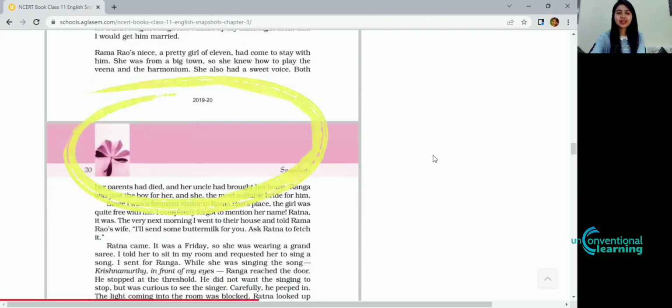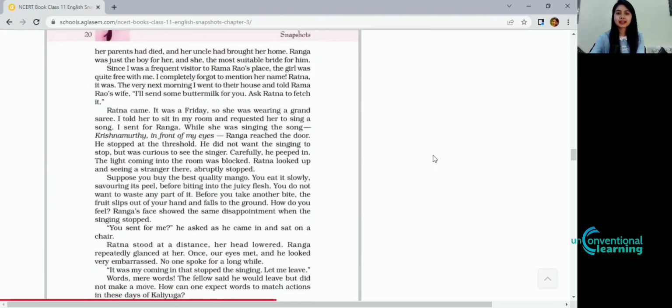Now as we proceed, we see her parents had died. That's why she has come to stay with her uncle. And one day, when the narrator saw her, he at once decided that ये लड़की बिल्कुल सही है Ranga के लिए. And he started making plans to make Ranga and Ratna meet. Now how does he do that? Let us proceed and see.